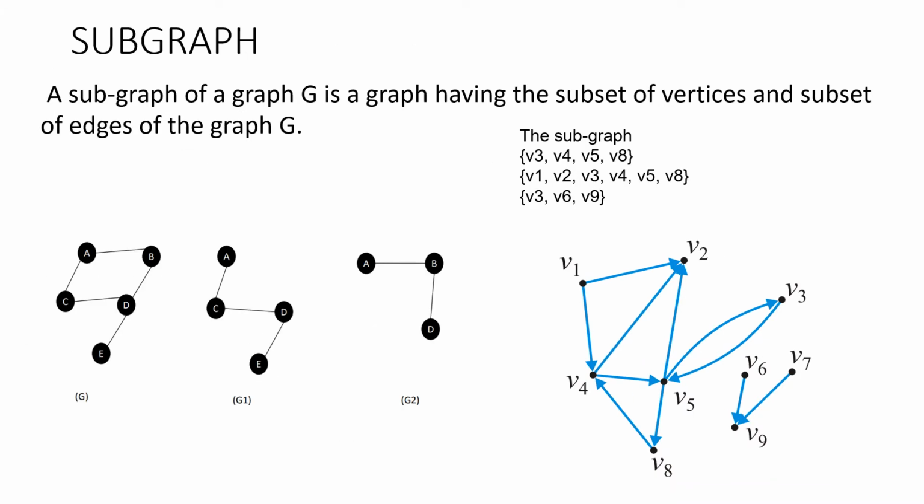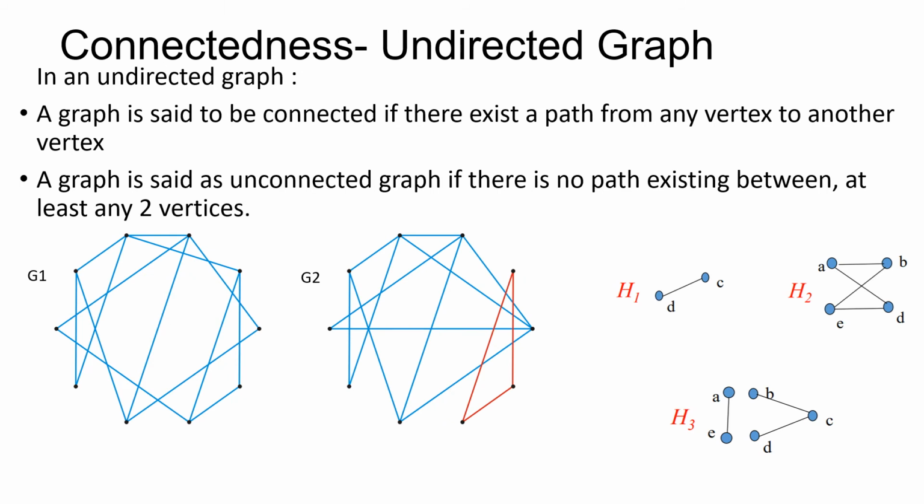Subgraph. Subgraph of a graph G is a graph having the subset of vertices and subset of edges of the graph G. In the given example, G1 and G2 graphs are the subsets of the graph G. Consider another example. The subgraphs of the graph given are as follows. An undirected graph is said to be connected if there exists a path from any vertex to any other vertex. A graph is said to be unconnected if there is no path existing between at least two of the vertices.